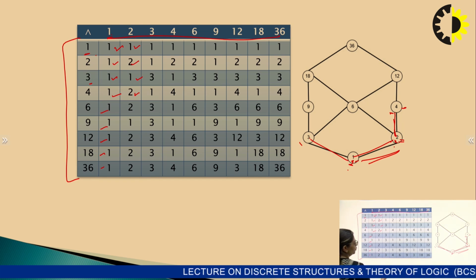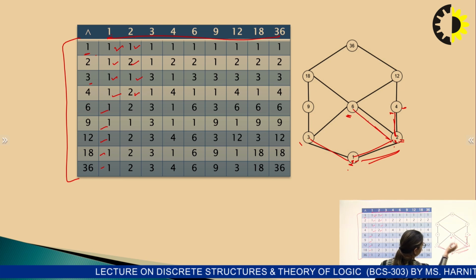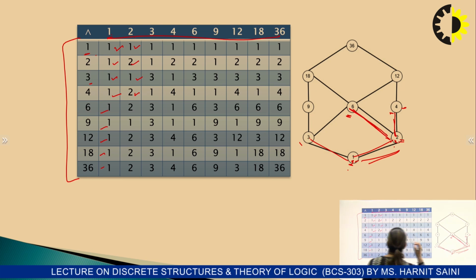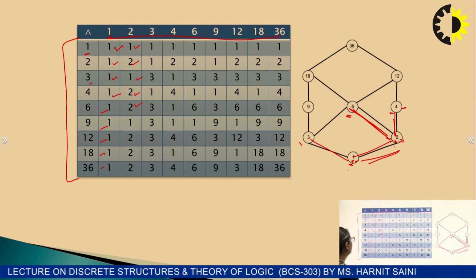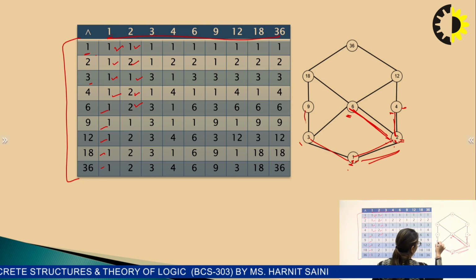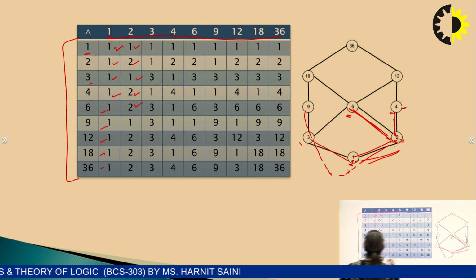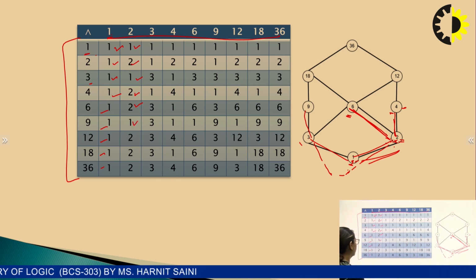6 and 2. Now we will see this is the relation in between. The lower one will come, so 2 will be here. 2 and 9. 2 and 9 are first intersecting at 1, so 1 will come here.